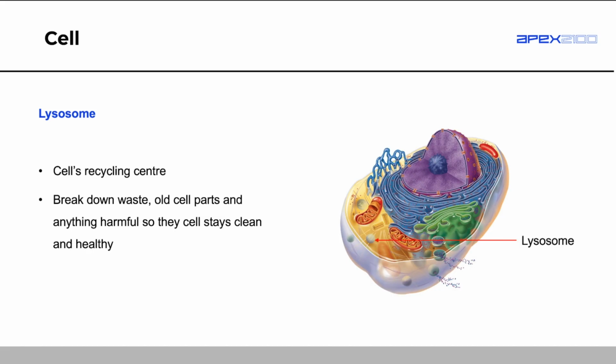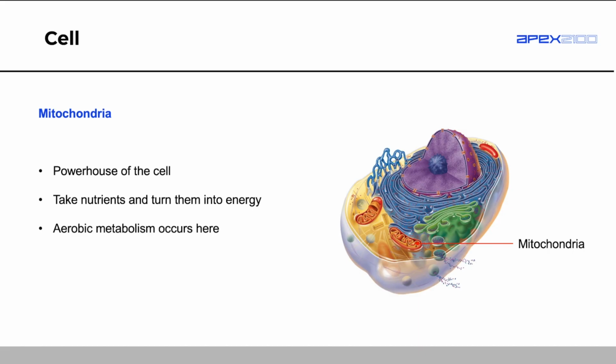The lysosomes, so they're a little bit harder to see on this diagram here. It's sort of that perfectly blue little circle that the arrow is pointing towards. But the lysosome is like the cell's recycling center. So it breaks down waste and old cell parts and anything harmful that could be in the cell so that the cell stays clean and healthy. And then finally, we have the mitochondria, or mitochondrion, if we're just talking about one. And we all know mitochondria, it's the powerhouse of the cell. But what does that actually mean? So the mitochondria takes in nutrients and turns them into energy, so ATP.